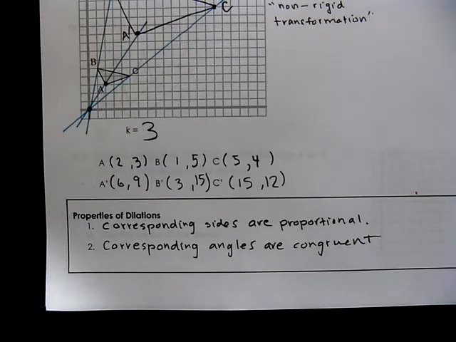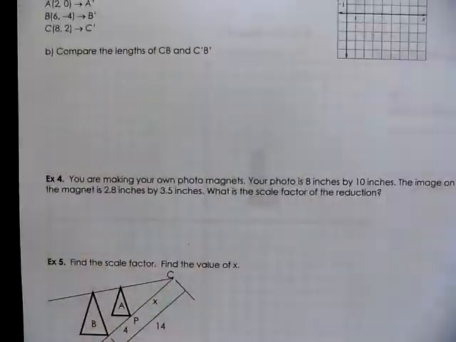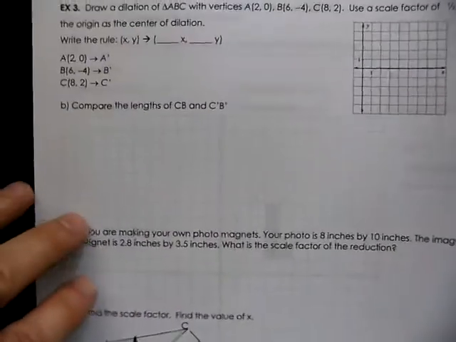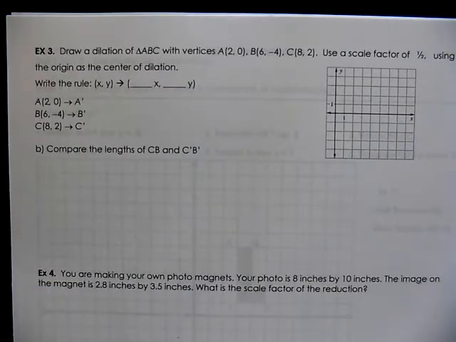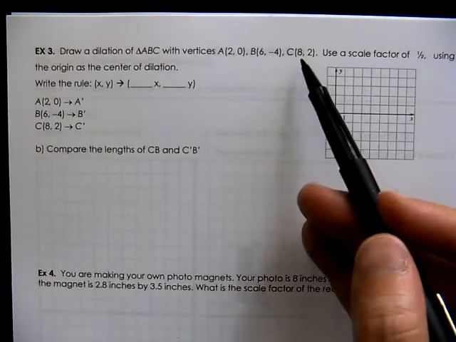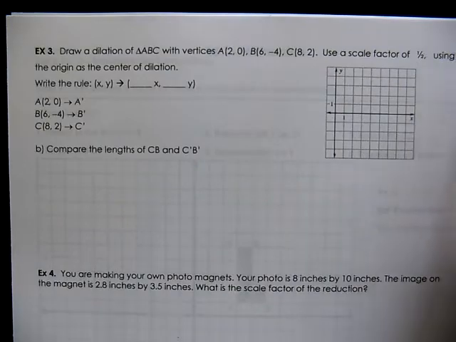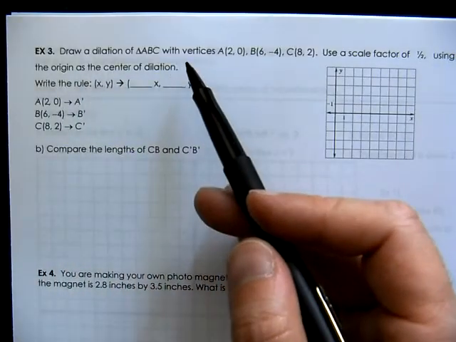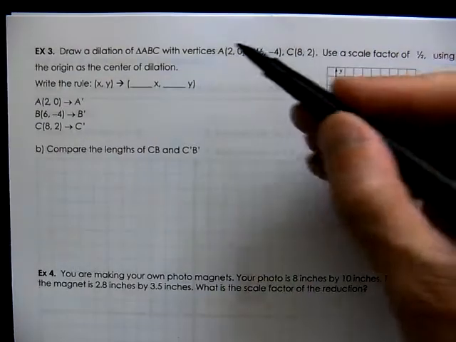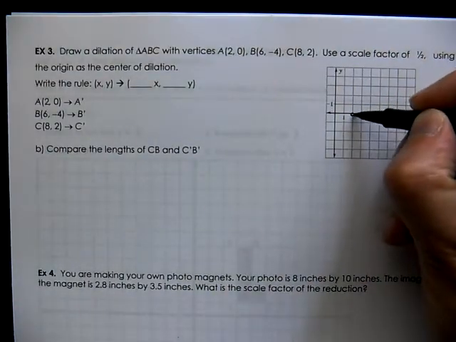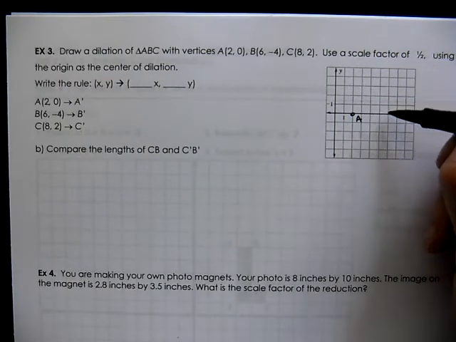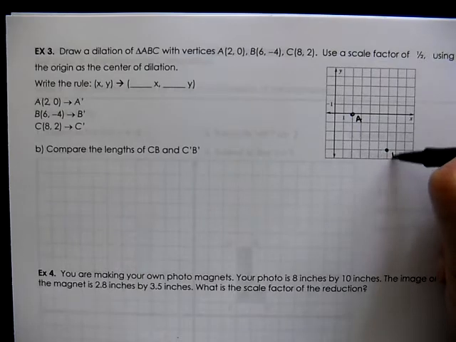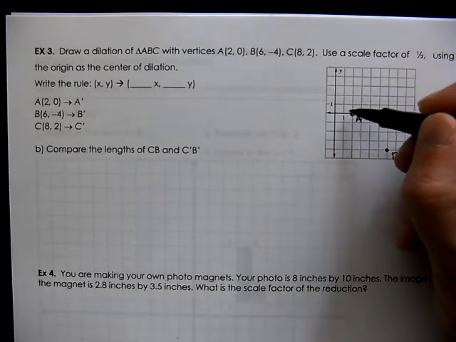So let's turn the page and go over to this next example where we're going to draw our dilation and take a look at these two properties. So let's draw a dilation of triangle ABC with vertices of, there they are. Let's use a scale factor of 1/2 and using the origin as a center of dilation. So step 1, draw the preimage. A is located at 2, 0. B is located at 6, -4. And C is at 8, 2.